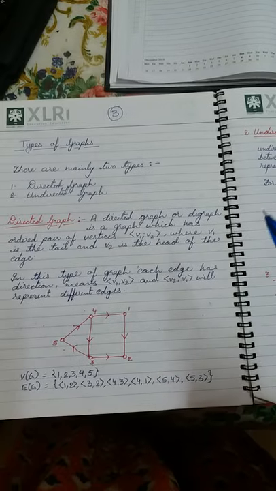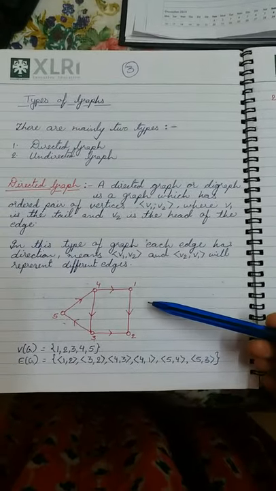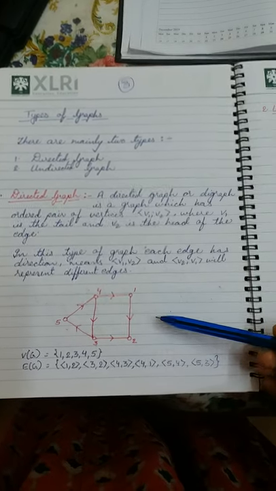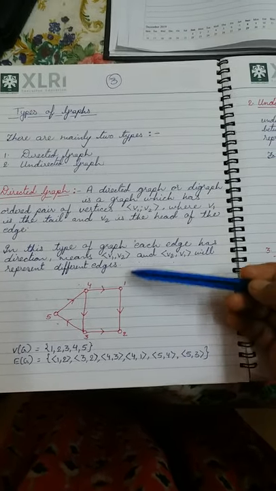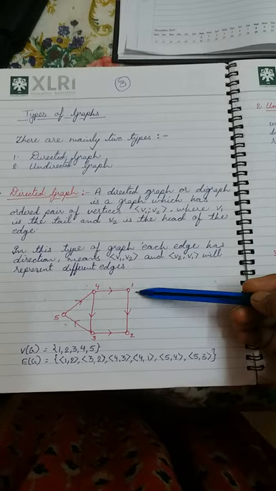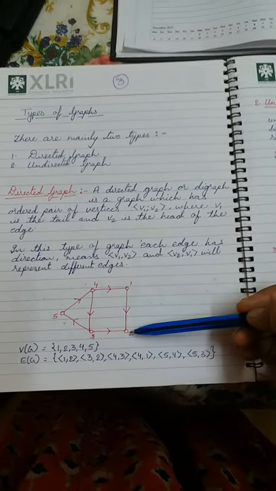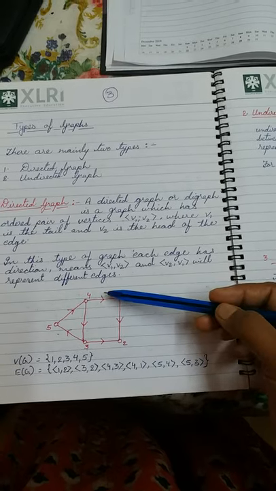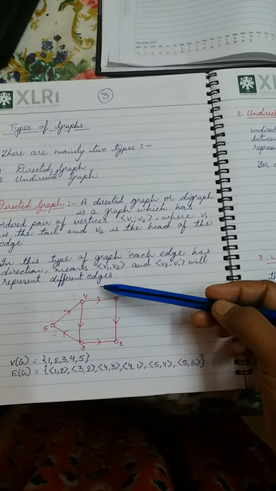It represents different edges. Like in this graph, G, there are 5 vertices, 1, 2, 3, 4 and 5, and there are edges. See, direction is defined: 1 to 2, 3 to 2, 4 to 3, 4 to 1, 5 to 4, and 5 to 3.